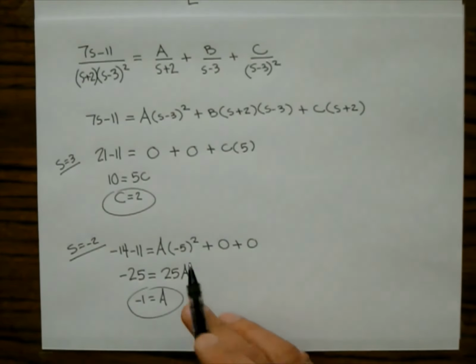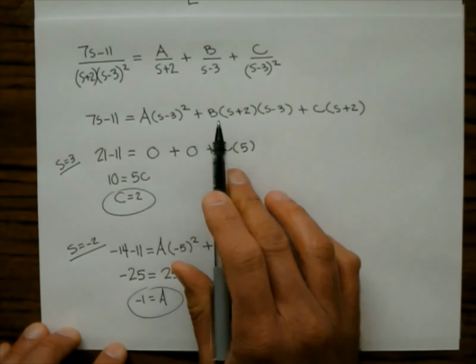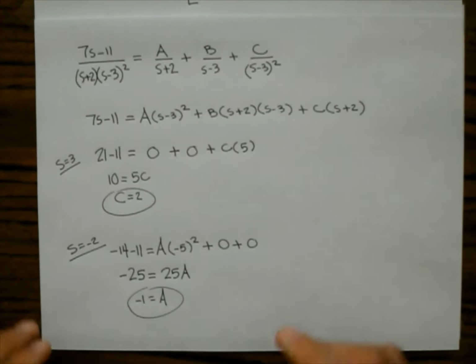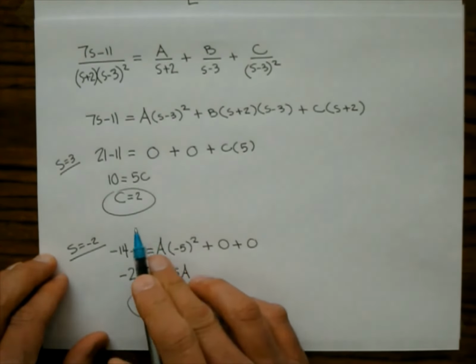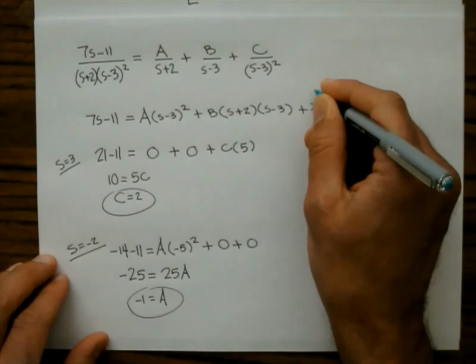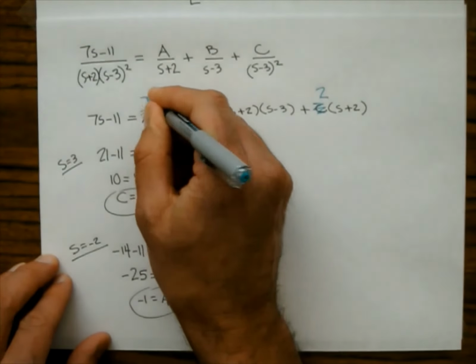So now it appears that I wouldn't be able to do this trick to figure out what b is, but I still can, so watch this. We have our s's there. C is 2, so I'm going to go ahead and go like this and put a 2 there. A is negative 1.